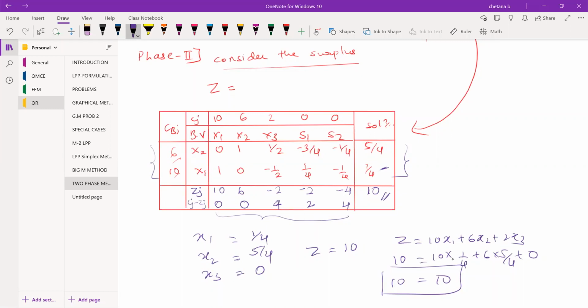Yes, ma'am. Okay. So here you need to stop, and this is the optimal solution. That is x1 is 1 by 4, x2 is 5 by 4 and z is 10. X3 has not yet entered the table, so you need to just consider that as 0. Is it fine?